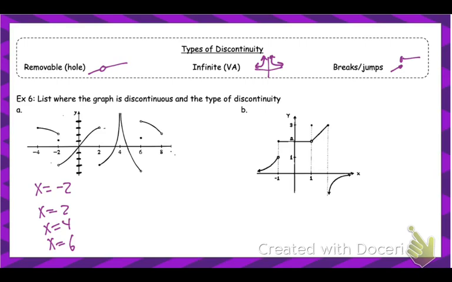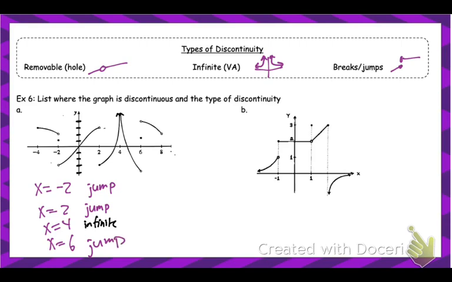So now we're going to list what type of discontinuities those actually are. So at -2, that would be a jump. At 2, that would be a jump. At 4, it's kind of hard to see on this picture. It's hard to get good graphs on these. Let's pretend those have arrows though. And then that would be an infinite discontinuity. And then at x equals 6, that is another example of a jump.